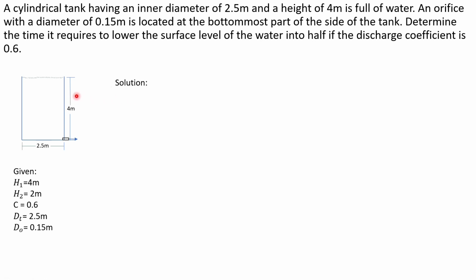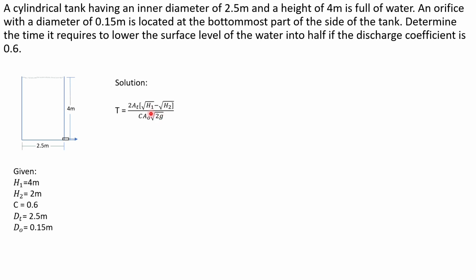So for the solution, since we are dealing with a tank that has a constant cross-sectional area throughout, we will use this equation to solve for the time. We have 2 times the area of the tank multiplied by the difference of the square root of h1 and h2, all over the coefficient of discharge multiplied by the cross-sectional area of the orifice times the square root of 2g.